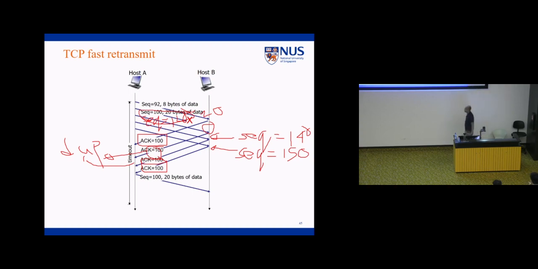When you get 3 duplicate acknowledgements for a packet, you assume that the previous packet must have been lost, and you retransmit immediately without having to wait for a timeout. Now you may say, Prof, why 3? Why not 4? Why not 2?